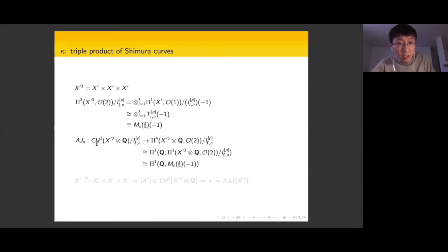A natural class in the Chow group here is the so-called Gross-Schoen diagonal cycle. We simply take the Shimura curve and diagonally embed it into three copies of itself. And the kappa I'm looking for will just be the Abel-Jacobi image of this diagonal class.